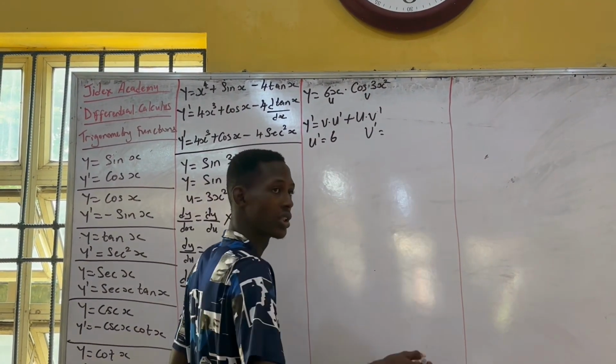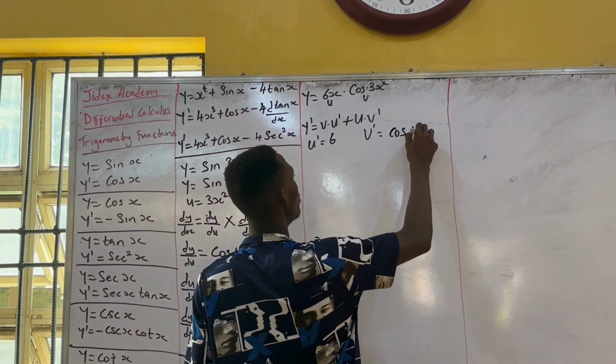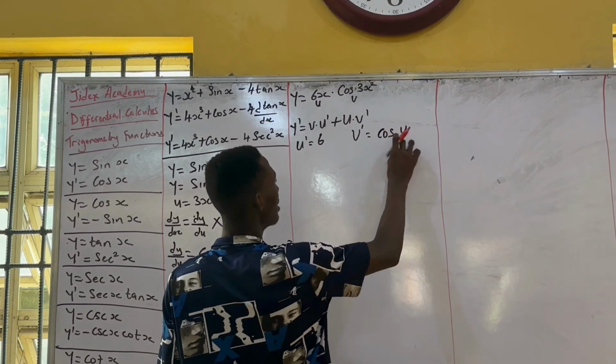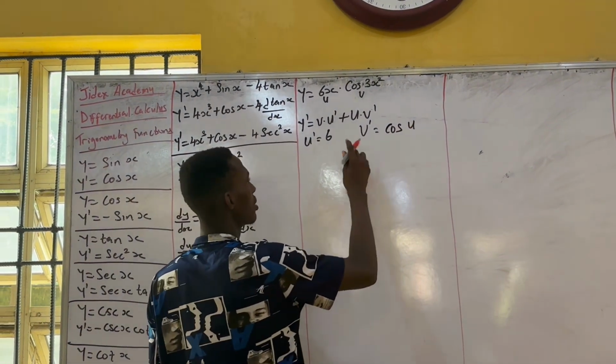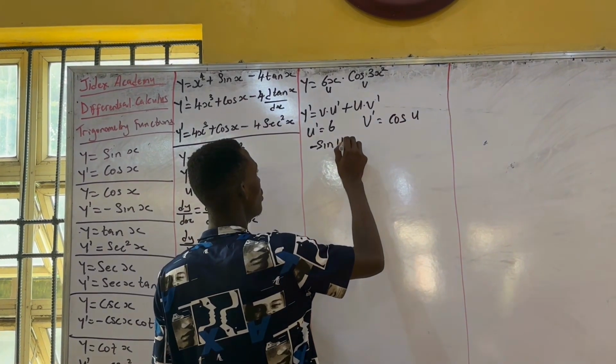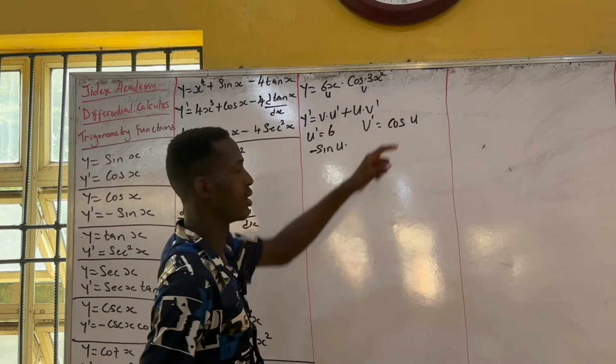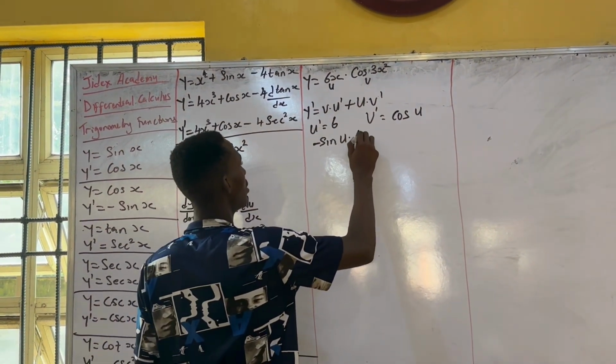We will be applying our chain rule here. This will be what? Cos what? u. So if you find the derivative of cos u, we'll be getting what? Minus sine u times, what's the derivative of 3x squared? 6x.